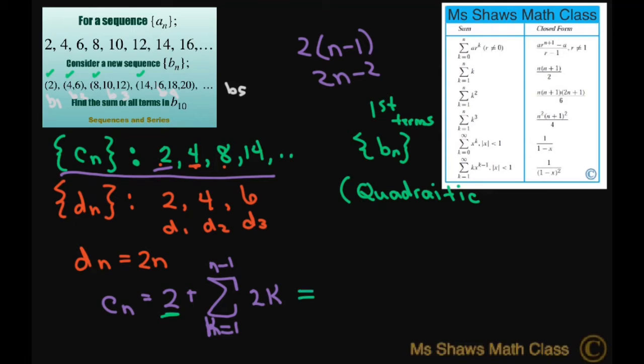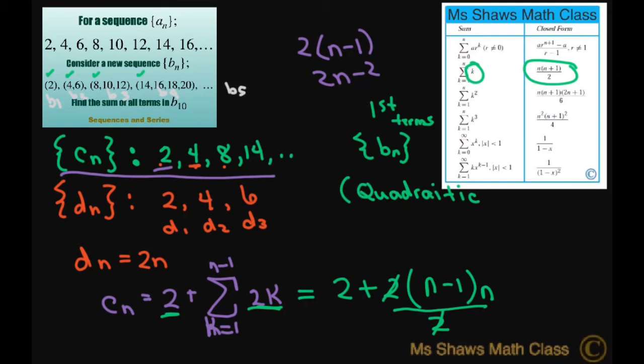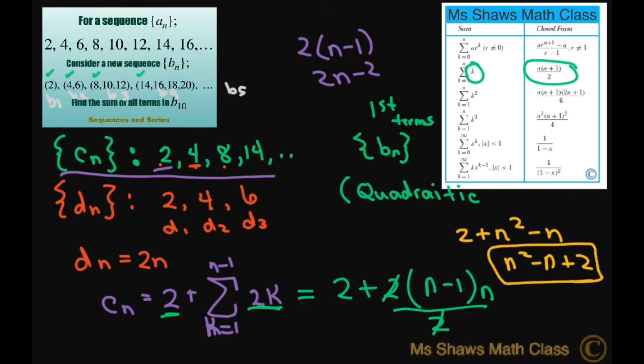So now this is going to equal 2 plus, now for 2k, it's going to be 2 times, and for k, we're using this formula. So this is going to be n minus 1 times n divided by 2. So this cancels out, and we're going to get 2 plus n squared minus n, or you could say n squared minus n plus 2. So that's going to give us our quadratic model.